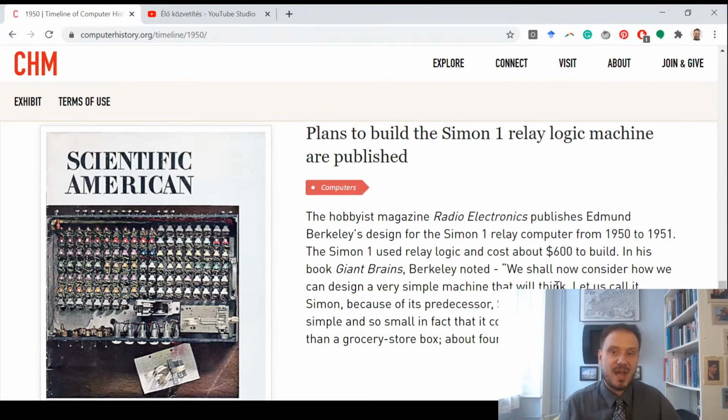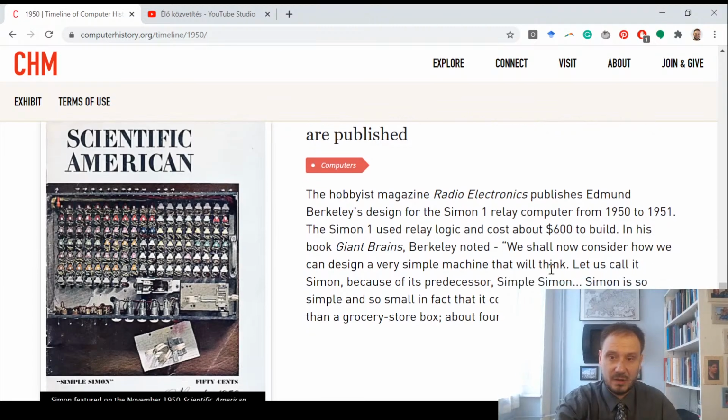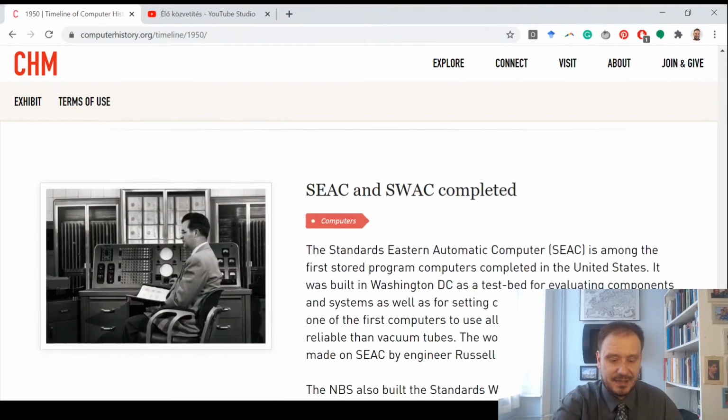The hobbyist magazine Radio Electronics published Edmund Berkeley's design for Simon, a one-relay computer, and it could be built at home at the price of $600. Simon is so simple and so small in fact that it could be built to fill up less space than a grocery store box, about 4 cubic feet. So, as you can see, size is getting smaller and smaller.